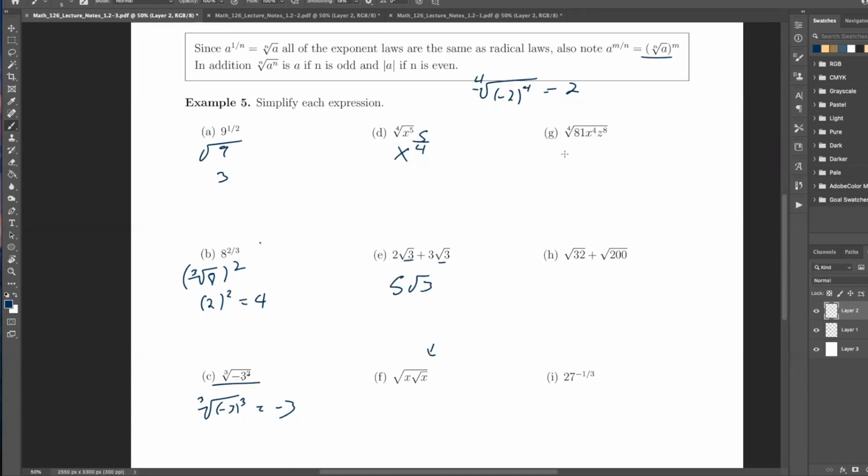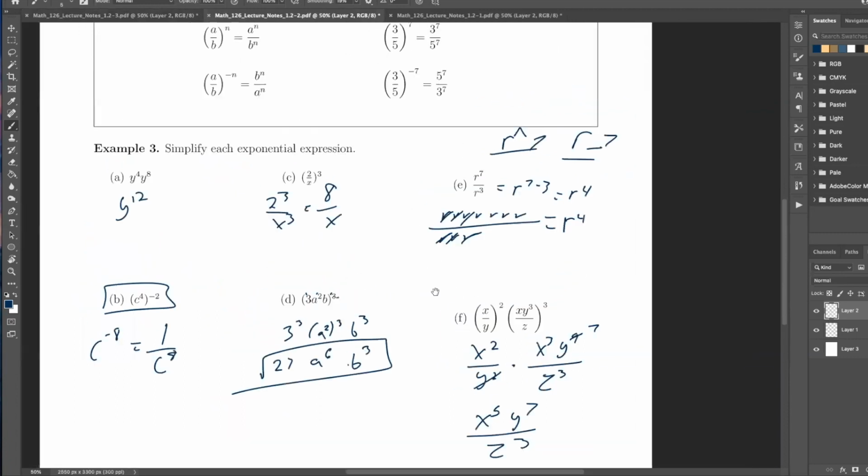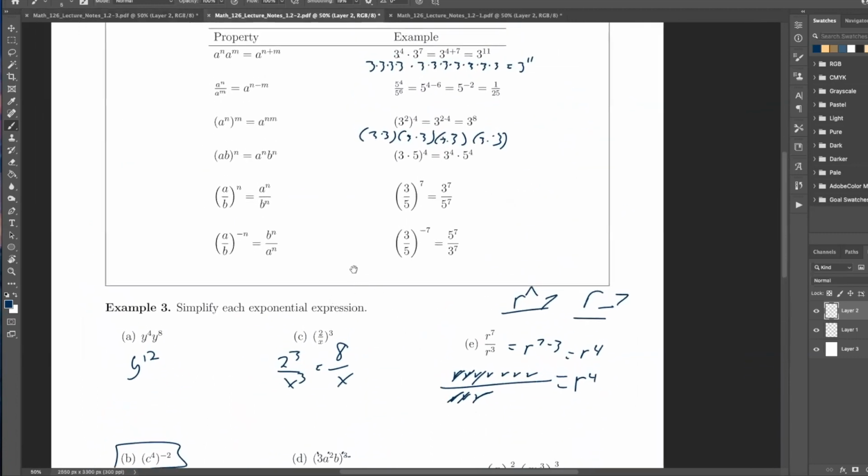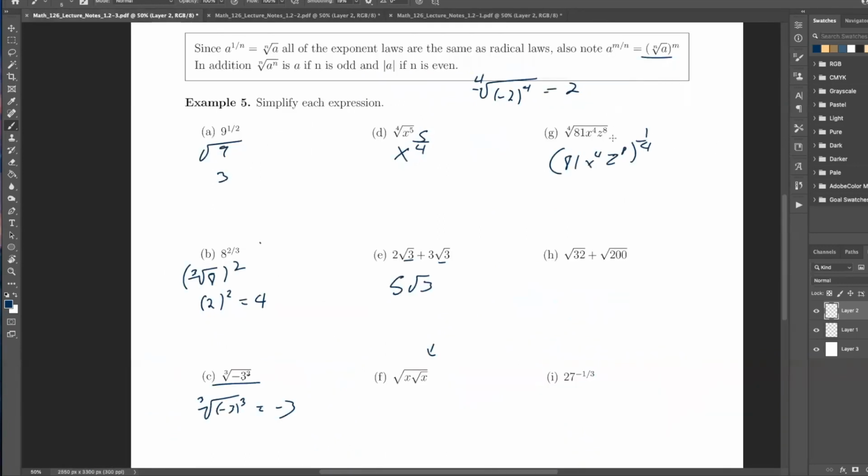So here, if I have multiple things, I can take the 4th root of what's on the inside. Now, why can I do this? Let me make it very clear why I can do this. I can write this as 81 x to the 4th and z to the 8 to the 1/4 power. Now here is the same as here, right? So I can do this distribution. So I can distribute this into each. So I can actually do 4th root of 81.